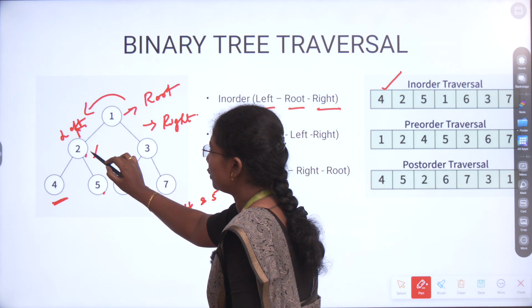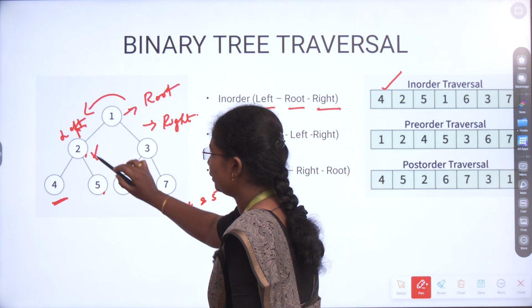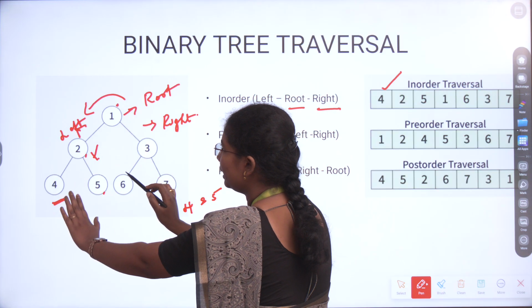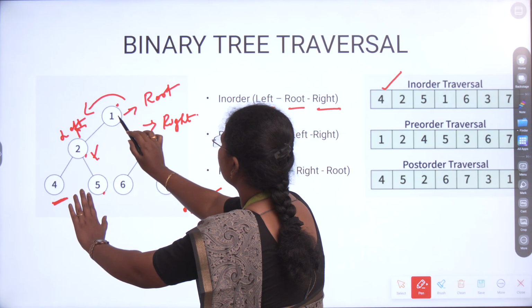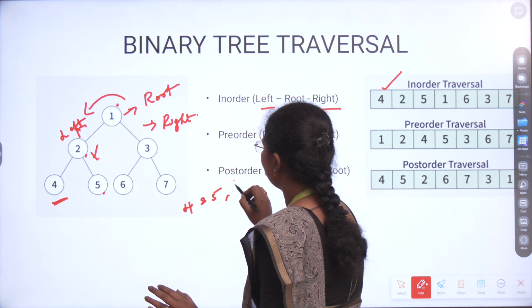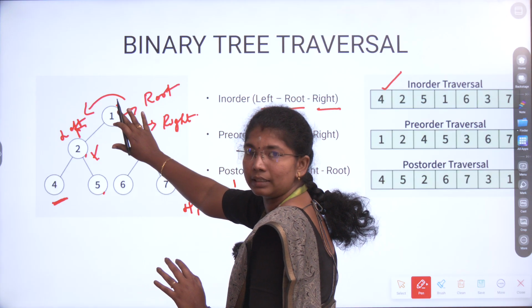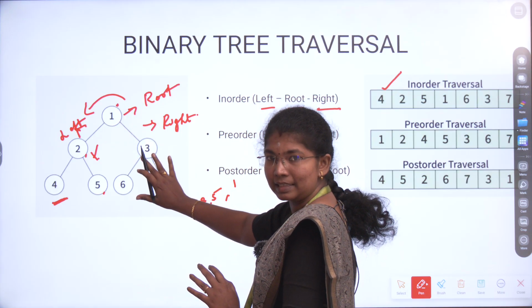Then this part is over now. This is the left of this root node. In the left we don't have anything, so we move to 1, that is the root. After that we write 1. Now the root is also completed. Now we are moving to the right side.